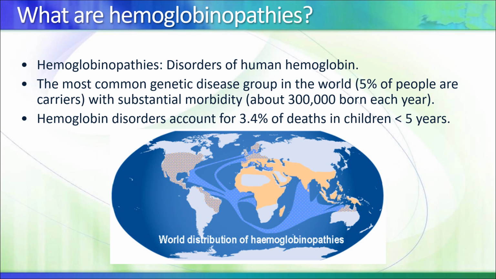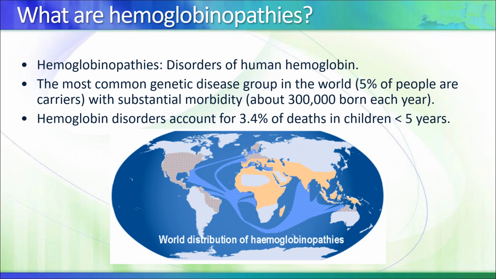Now, these are really serious diseases as a group because they are the most common. We have 300,000 infants born each year with a hemoglobinopathy, and they account for about 3.4% of deaths in children below 5 years old. So we're talking about something that is quite serious.